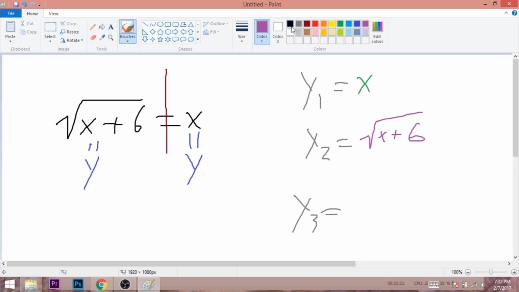Now, if graphing them, you'd notice that the only solution where these 2 points intersect is 3. Keep in mind that it is not -2. If you graph it, you will never get -2 as a solution for x.